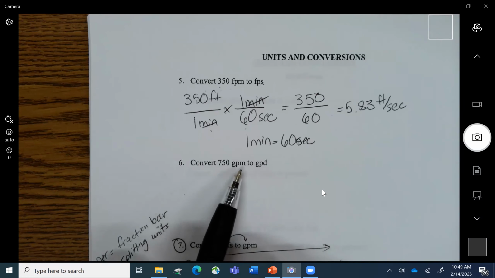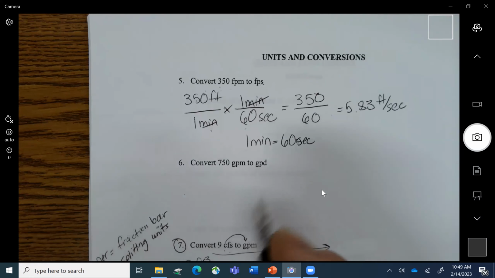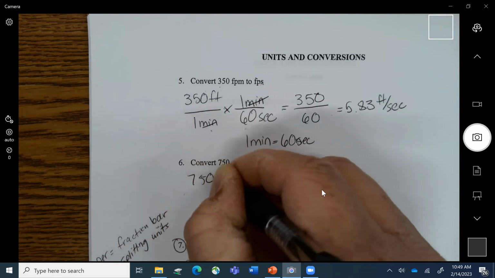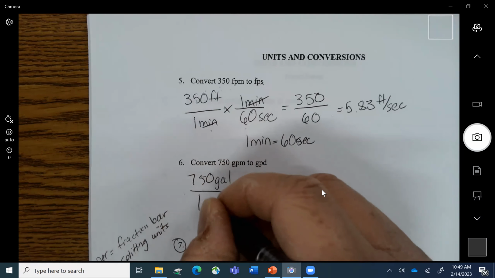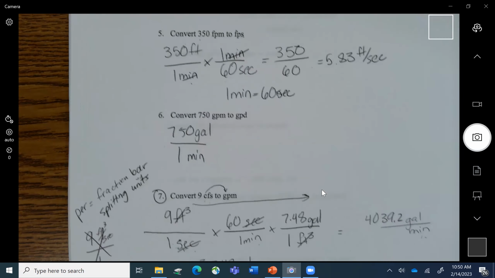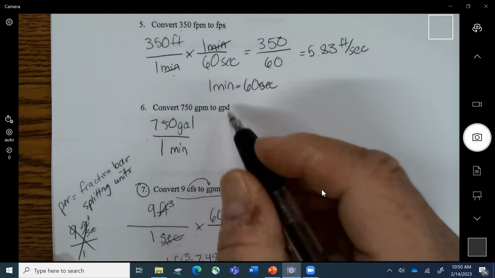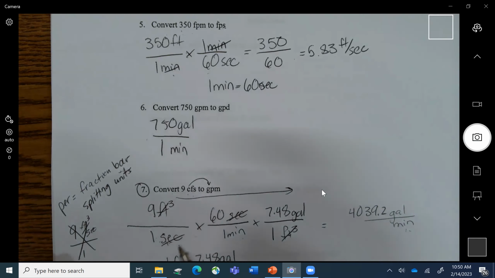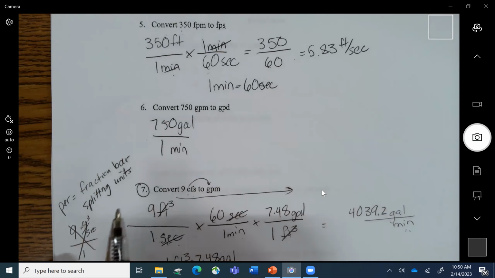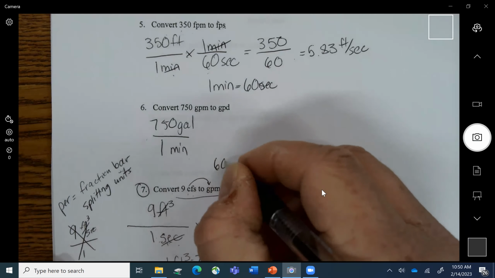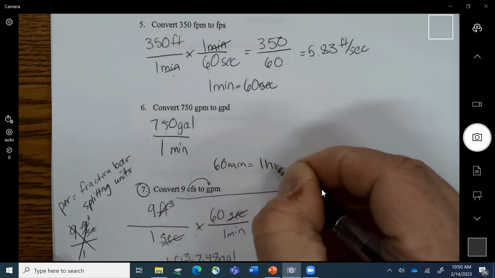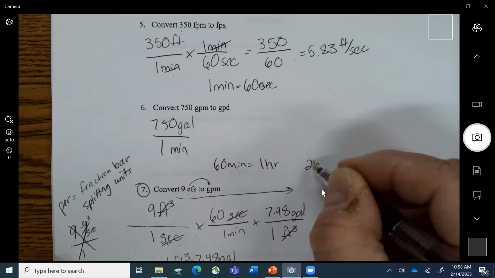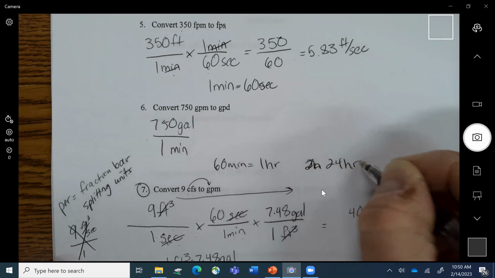Okay, convert 750 gallons per minute to gallons per day. So 750 gallons over 1 like before, but remember that 1 has minutes on it now. I need to get this to gallons per day. Some people know how many minutes are in a day. It's not common knowledge, but it would surprise you. If we were in a class together, I would say about 35% of the class know that. Anyway, 60 minutes equals 1 hour, and 24 hours equal 1 day.